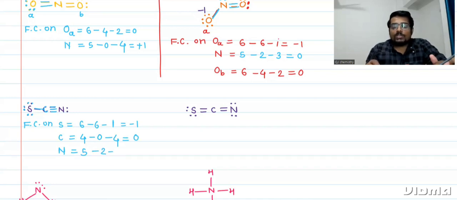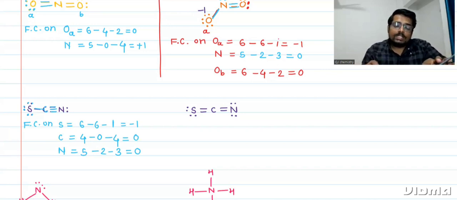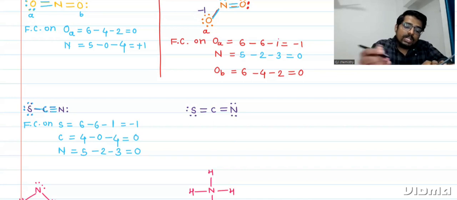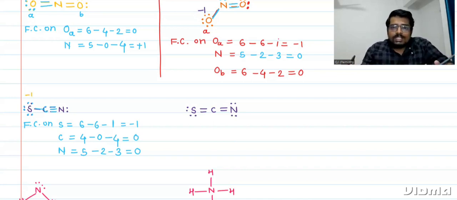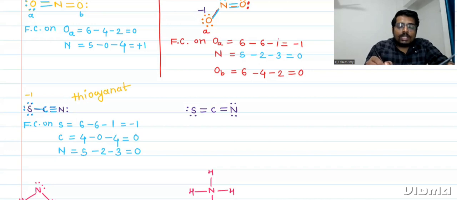Three bonds are associated with nitrogen, so the formal charge on the nitrogen atom is 0. There is a minus 1 charge on sulfur, and on carbon and nitrogen the formal charge is 0. This ion is known as the thiocyanato ion.